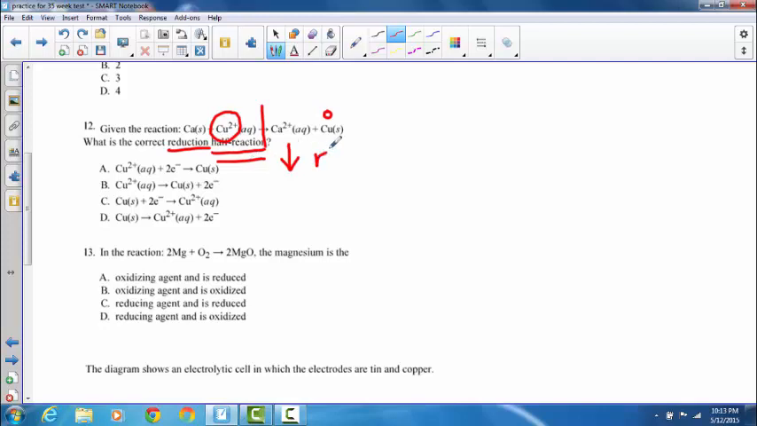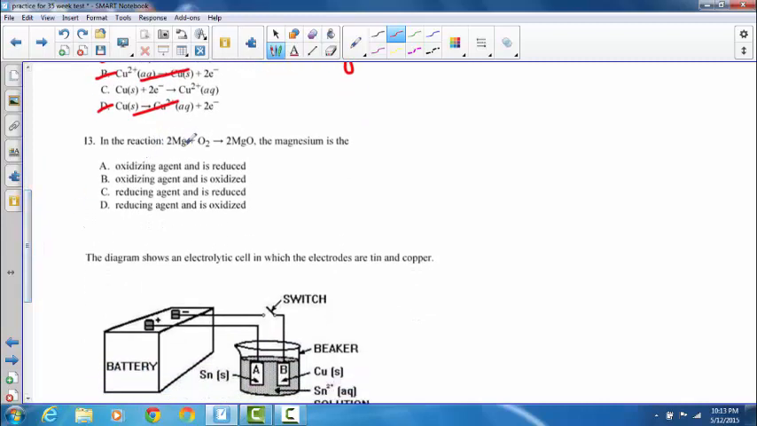So I want to make sure that I show reduction gaining electrons. This one here is showing the loss of electrons, and this one is showing the loss of electrons. So right away I can cross off B and D as answer choices. It is the Cu +2 gaining 2 electrons that brings it to Cu 0. So there is my answer choice right there, choice A.